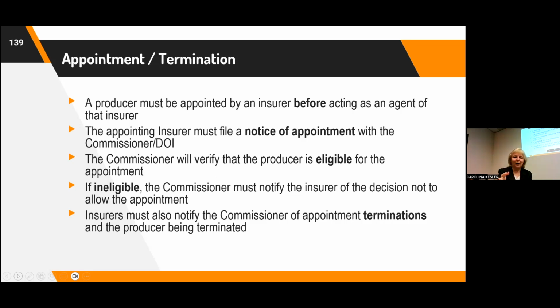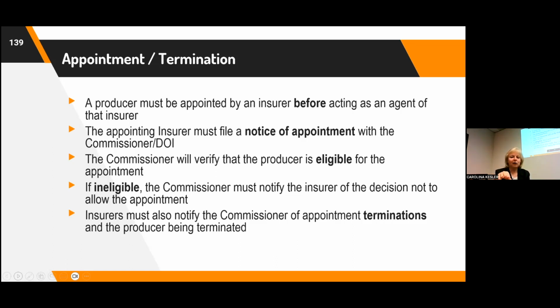you got to go through all these things. You got to get your appointment. The commissioner will verify that you're eligible. And if you're ineligible, if they find something in your background that you did not disclose, even if it was sealed, you have to disclose it, right? If you lied on your application at all, you're done, right? It's so important. Tell everybody, tell the truth, the whole truth, all of it.